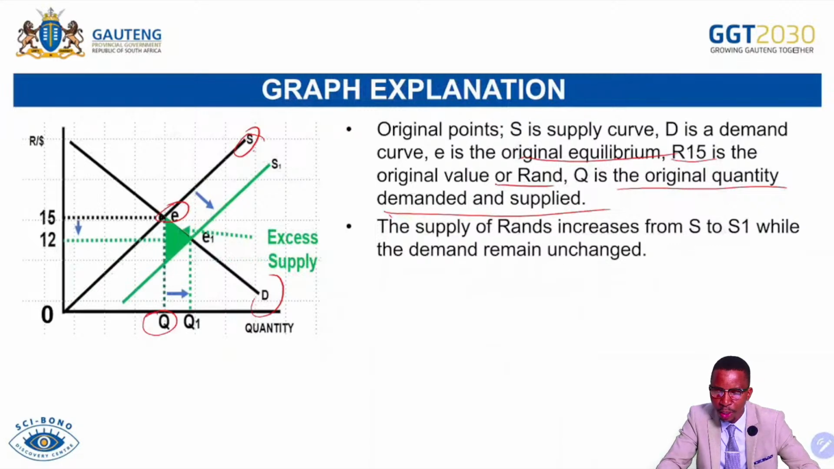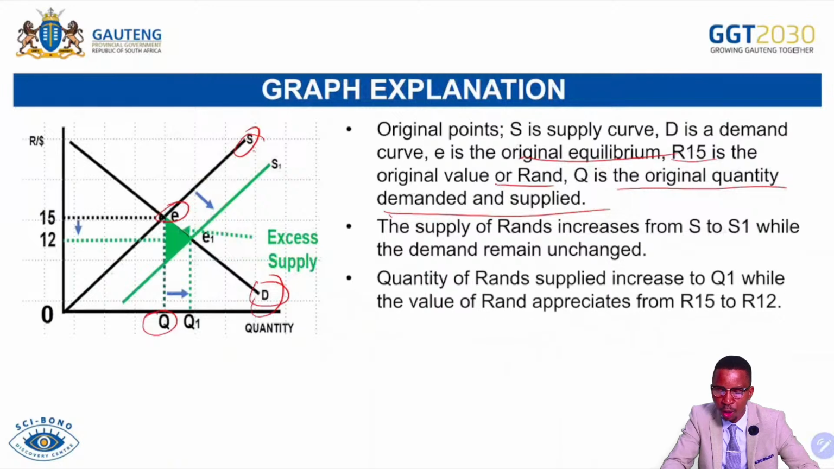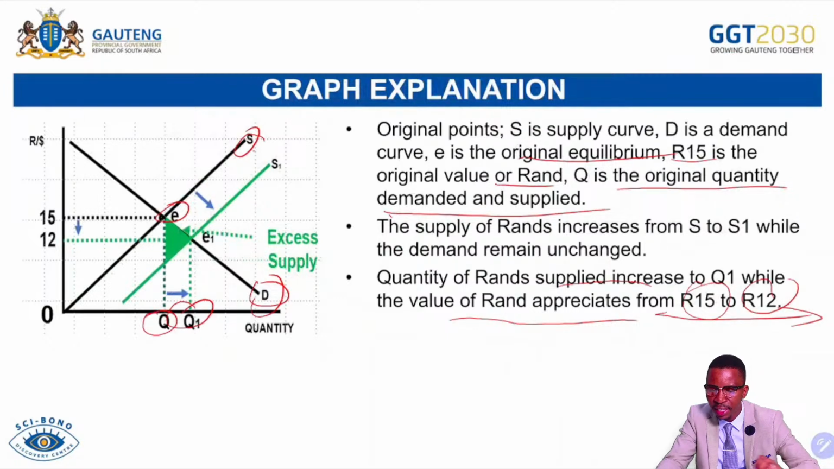In that case, what is going to happen? The demand remained unchanged; it remains at D. Let's check what happens after the quantity of rands supplied increased to Q1. You can see Q1, while the value of the rand appreciates from 15 to 12. We call this appreciation because we were paying 15 rand to afford a single dollar, but now we're paying 12 rand. That means our rand is now stronger, as we afford more dollars.